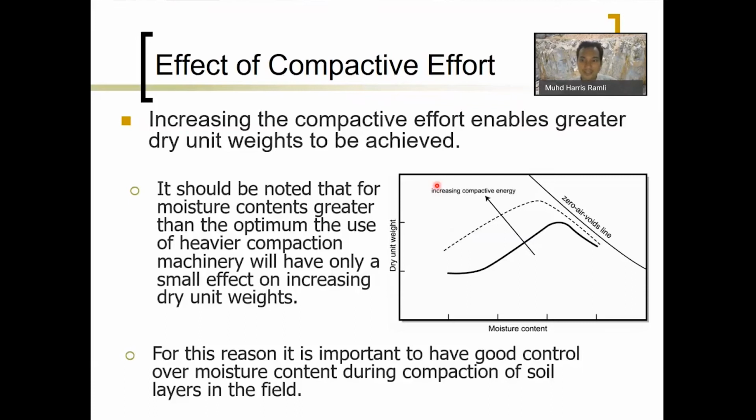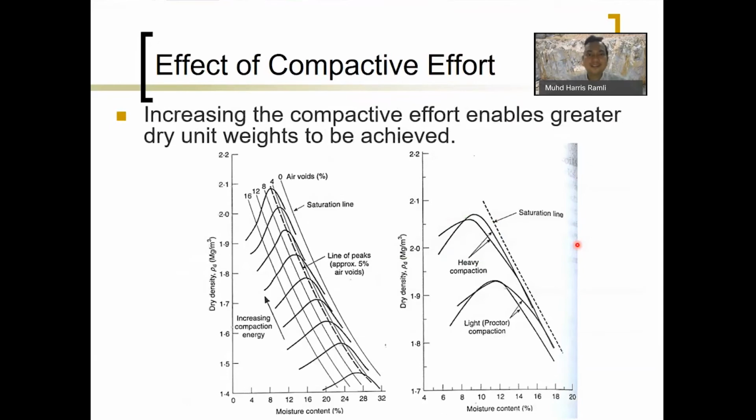The moment you give the energy, soil particles start to agitate, to move, and to rearrange. The more energy you give, the better for the soil to move from one point to another. But it should be noted that for moisture content greater than optimum, the use of heavier compaction machinery will have only a small effect on increasing dry unit weights. Increasing compactive effort enables greater dry unit weights to be achieved.